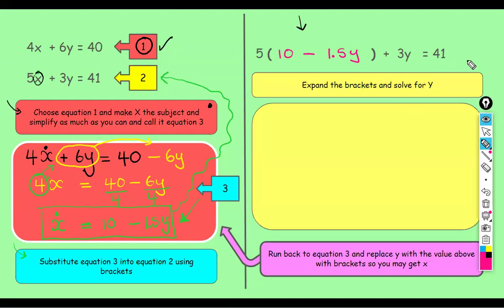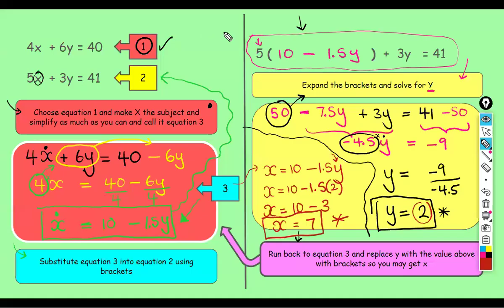Everyone take down this and take down the yellow note underneath. We're going to use basic maths now to expand the brackets and solve for y. Right, so take a few seconds there. All right, so I just cleared up one thing. This is how, when we substituted 2 into equation 3, look, equation 3 here, I replaced the letter y with 2. And when we worked it out, we got x is 7.